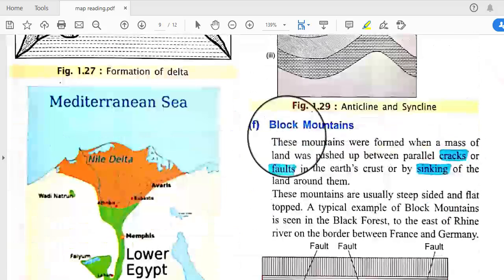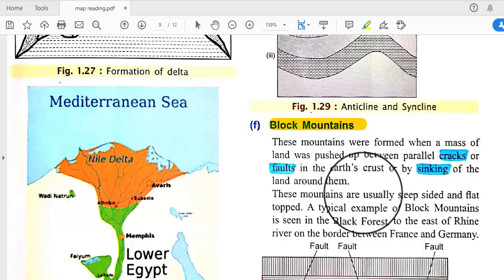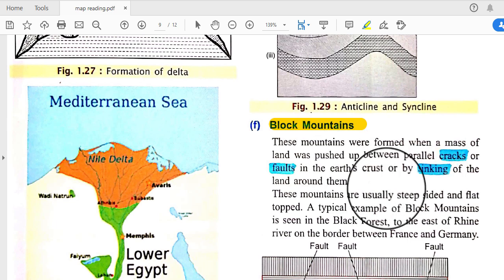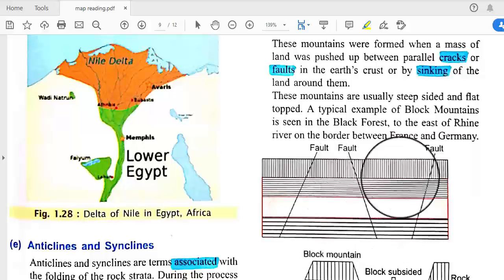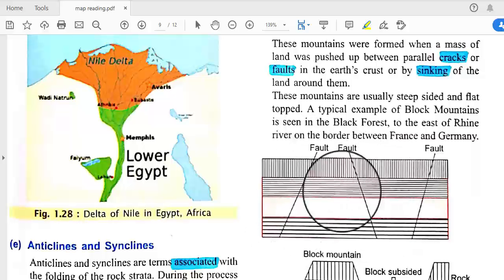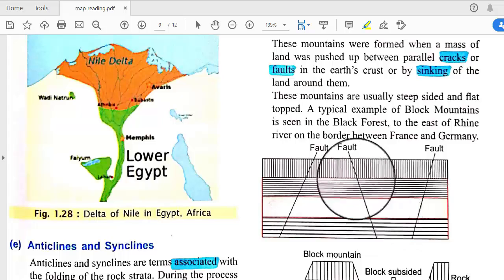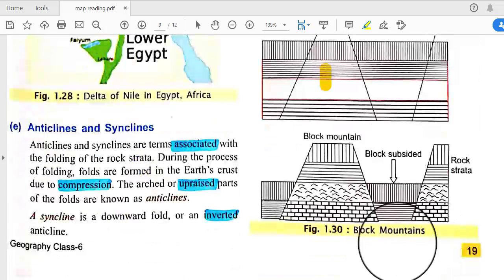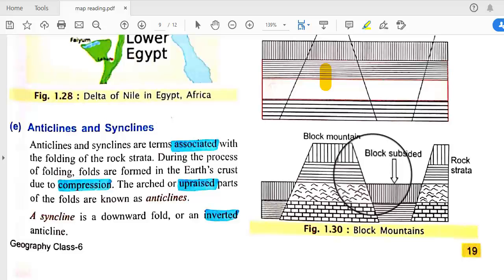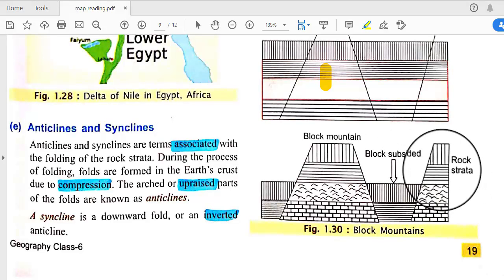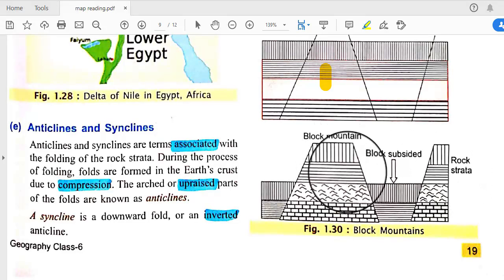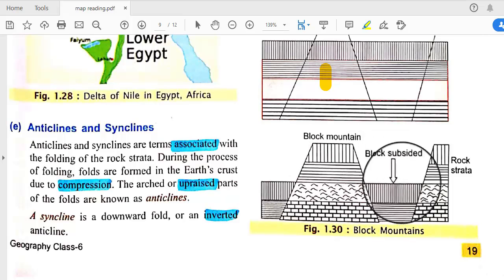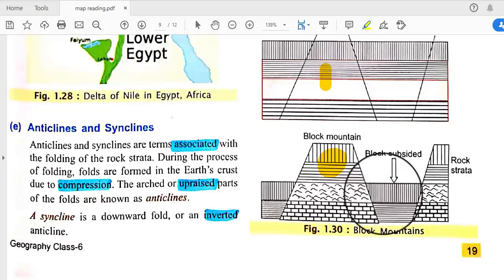And what are block mountains? These mountains were formed when a mass of land was pushed up between parallel cracks or faults in the earth's crust, or by sinking of the land around them. So when a fault or crack is created in the rock strata, one portion moves down and the other side stands as a hilly region, and then it is called a block mountain. In this way block mountains originate.